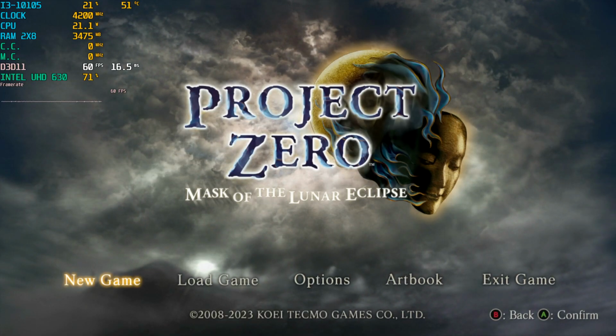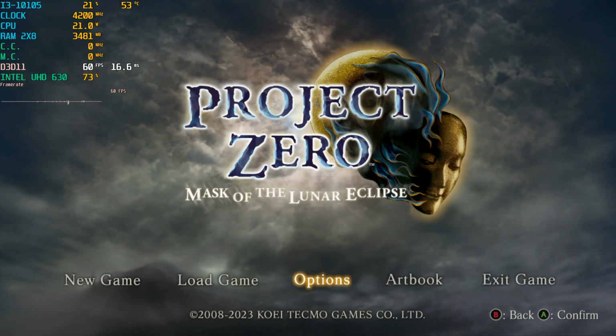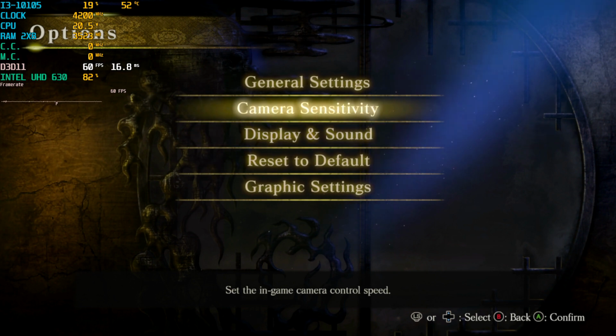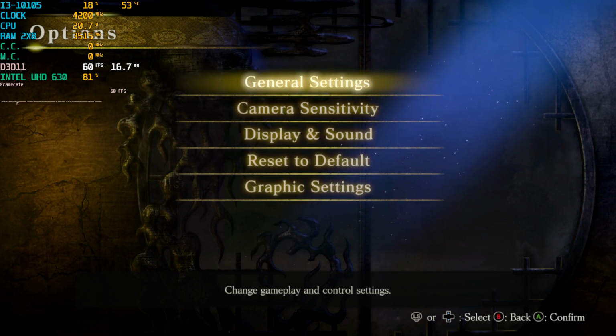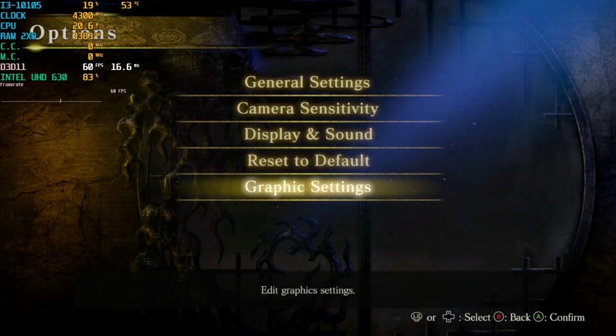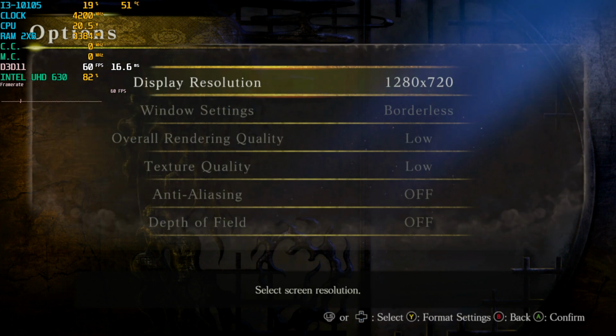It's Fatal Frame: Mask of the Lunar Eclipse for the PC. Today I'm running this on my Intel Core i3-10105 with the Intel UHD 630 integrated graphics. We're running with 16GB DDR4 RAM and dual channel memory, and boy oh boy, here we are again.